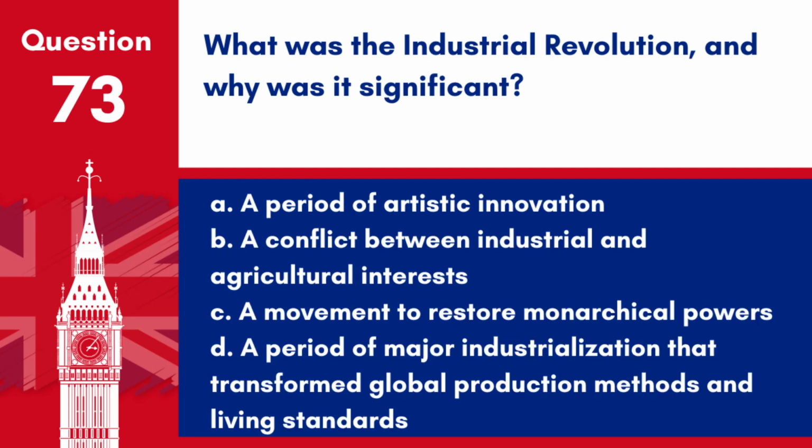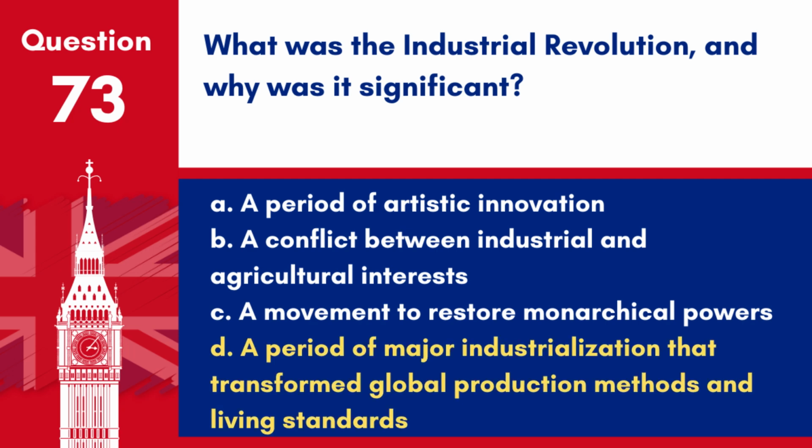Question 73. What was the Industrial Revolution, and why was it significant? A. A period of artistic innovation. B. A conflict between industrial and agricultural interests. C. A movement to restore monarchical powers. D. A period of major industrialization that transformed global production methods and living standards?